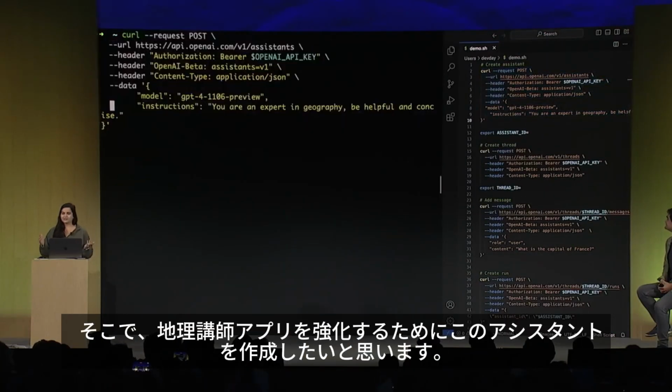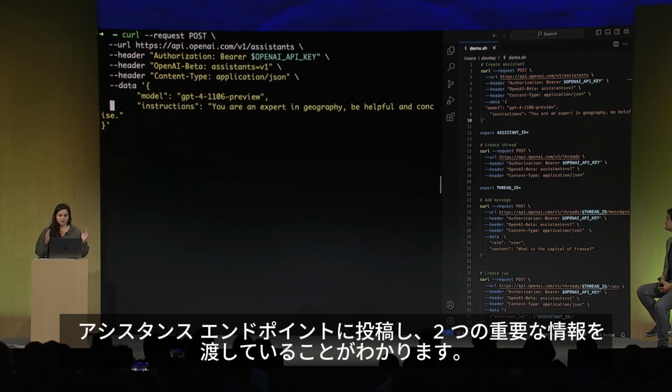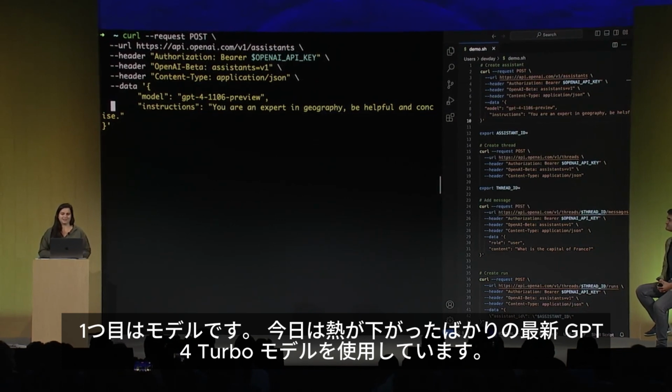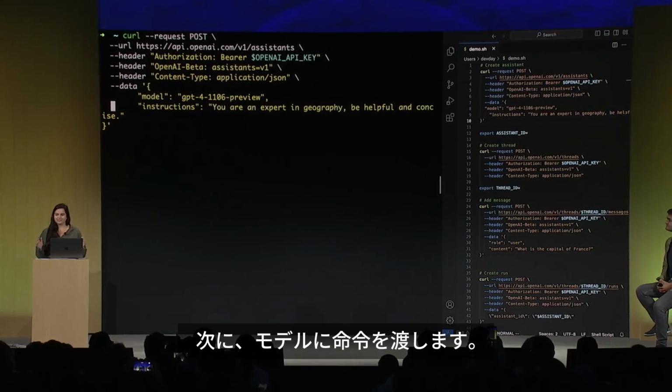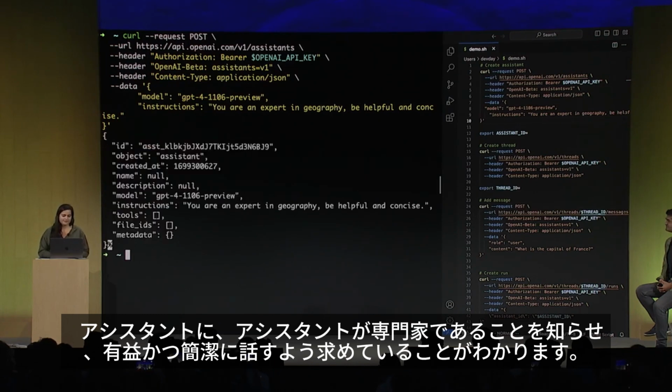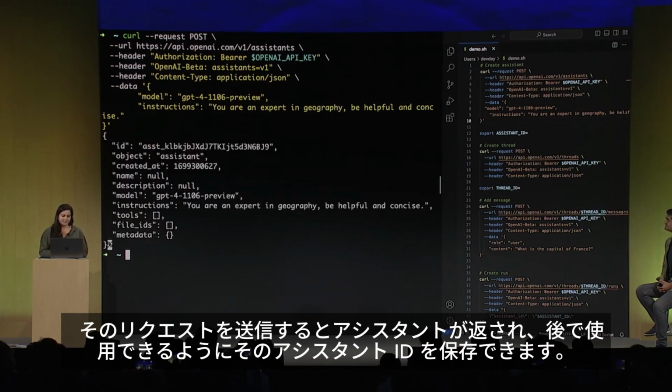So now we want to create this assistant to power my geography tutor app. You can see we're posting to the assistants endpoint, and we're passing 2 key pieces of information. The first is the model. We're using the newest GPT-4 Turbo model, the latest heat that just dropped today. Next, we're passing the instructions to the model. You can see I'm asking the assistant to be helpful and concise and letting it know that it's an expert. When I send that request, I get an assistant back, and I can store that assistant ID for use later.